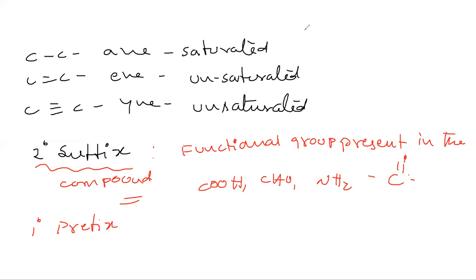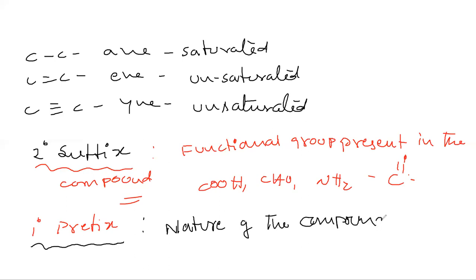So next is the primary prefix. This primary prefix indicates the nature of the compound. It means whether it is cyclic, bicyclo or spiro, like that. The primary prefix indicates the nature of the compound. That means it is cyclo, bicyclo, spiro, etc.